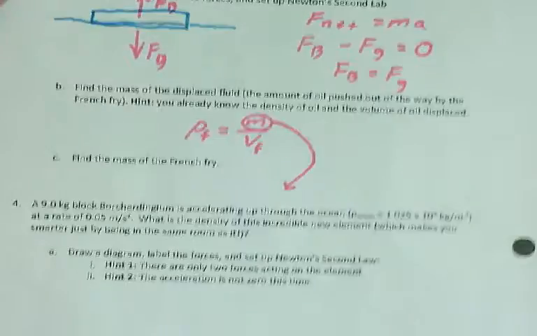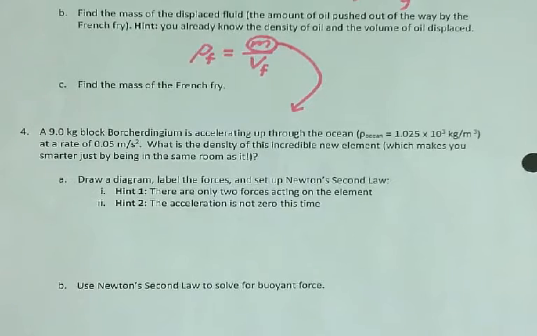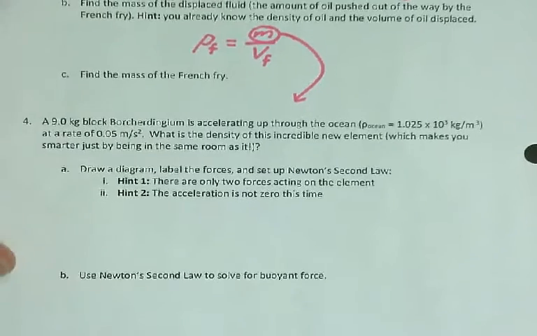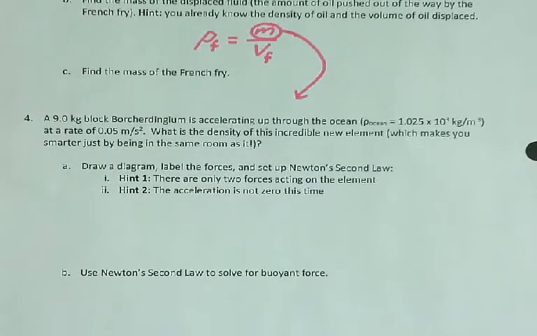All right, let's look at 4. So a 9-kilogram block of botrydinium is accelerating up through the ocean at a rate of 0.05 meters per second squared. What is the density of this incredible new element that makes you smarter just by being around it? So the first thing you want to do is draw a diagram, label the forces, set up Newton's second law. All the time, every time, all the problems.